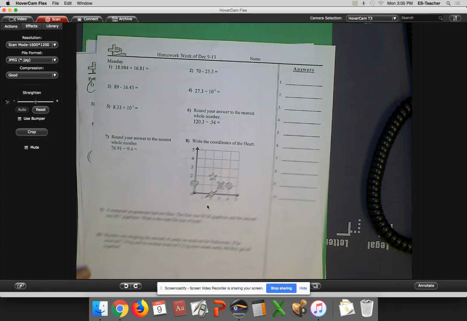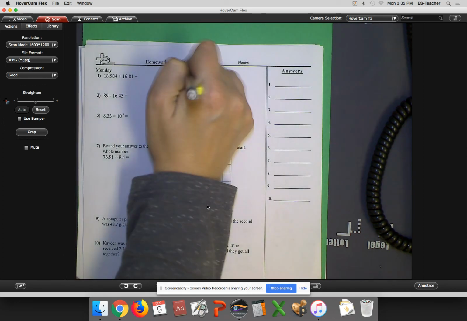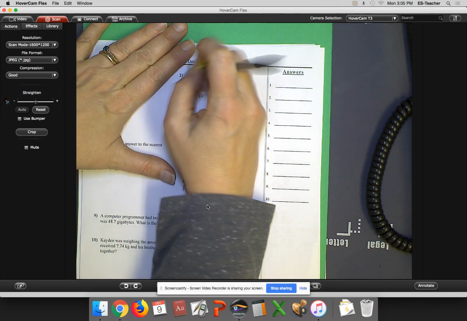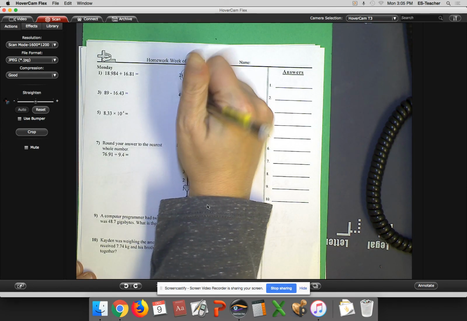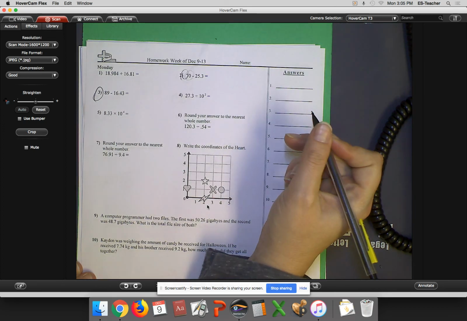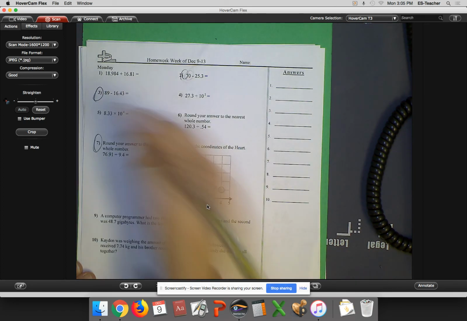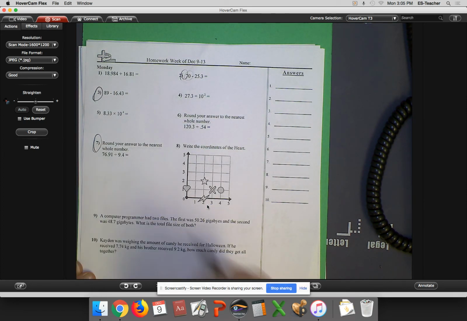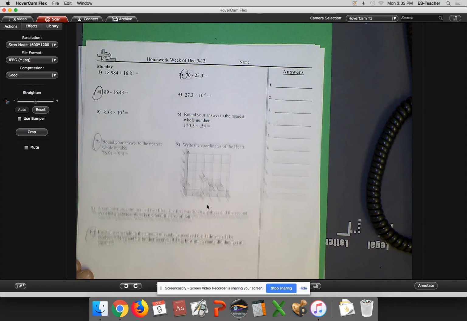I'm going to go over your homework. I'm going to do number 2, number 3, number 7, and number 10. Okay, so let's look at this.